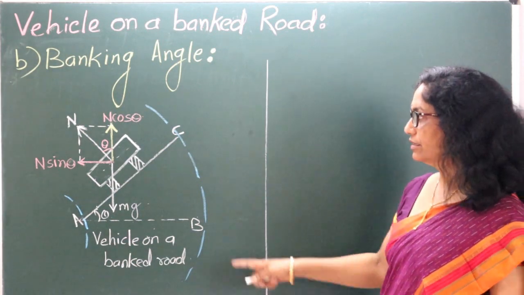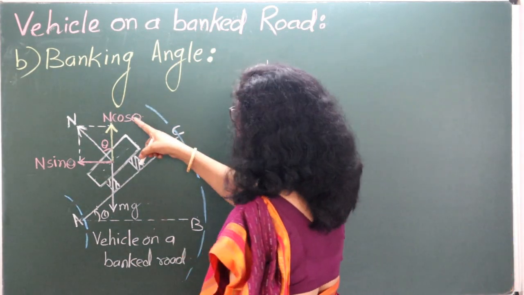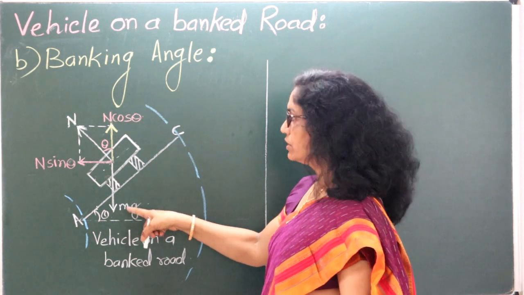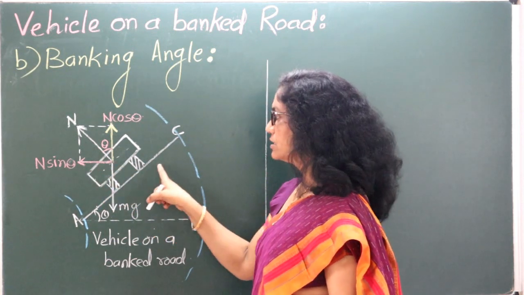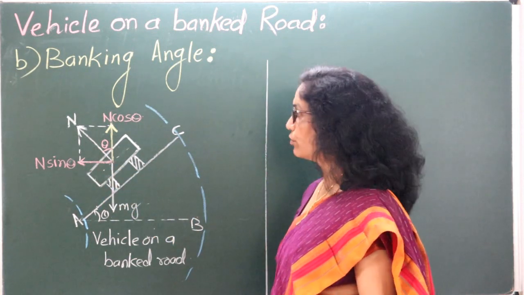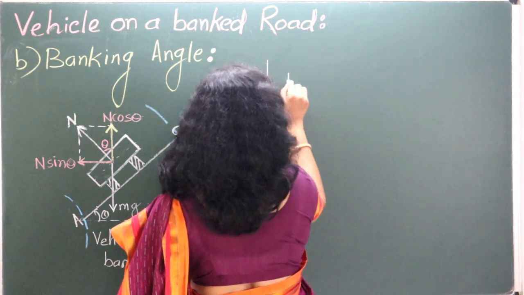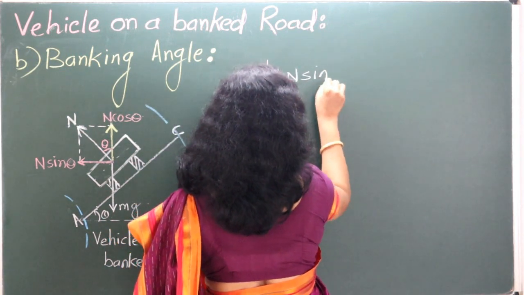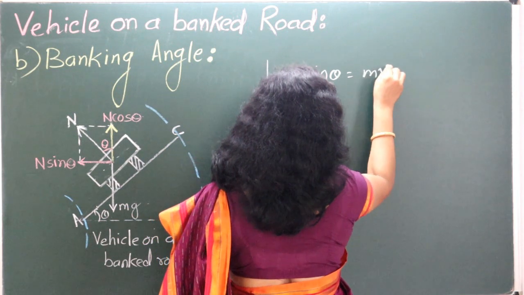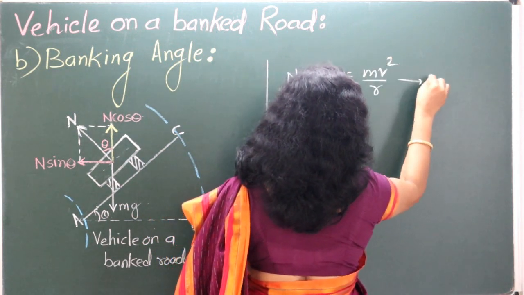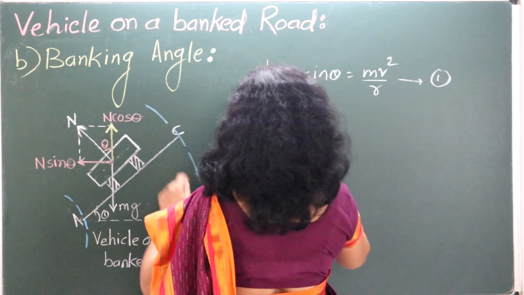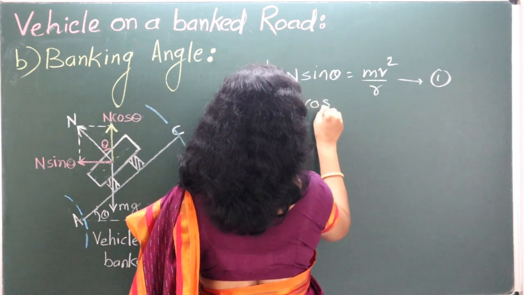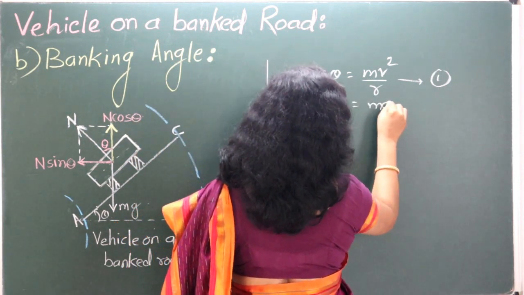Banking angle. You know the equation, that is N cos theta balances weight mg and N sin theta balances the centrifugal force, that is mv square upon r, and therefore N sin theta is equal to mv square upon r, that is equation first, and this N cos theta equal to mg, that is equation second.